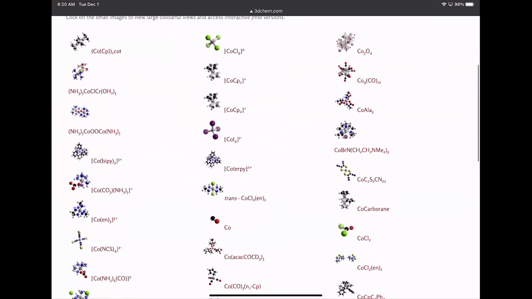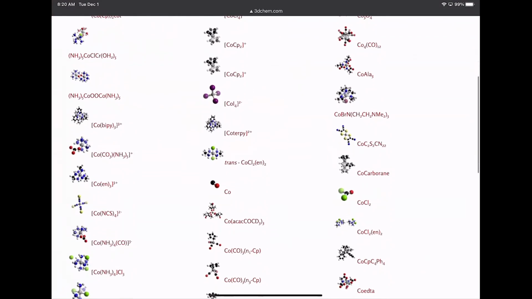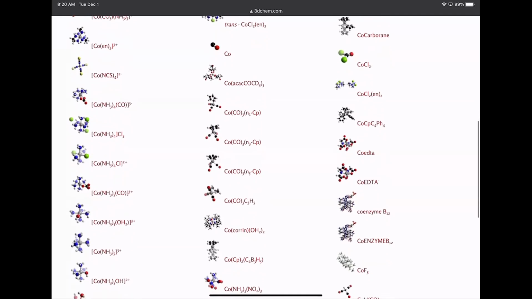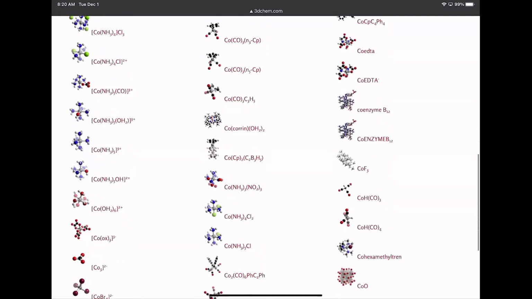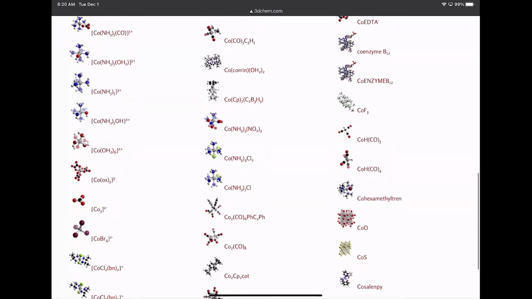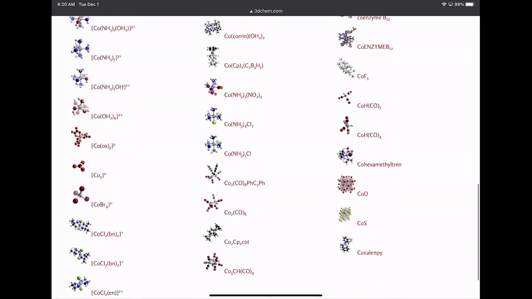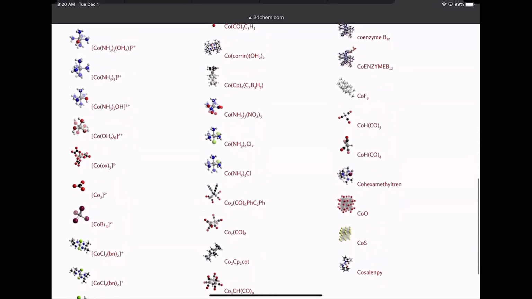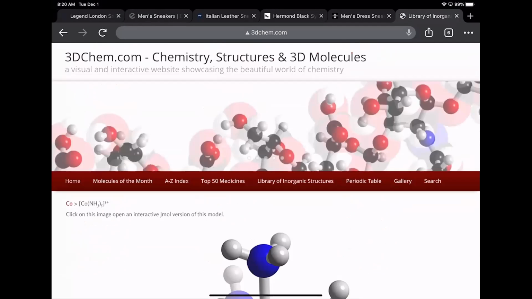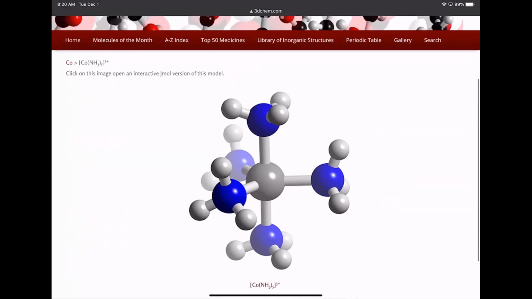CoCl4. Oh, that'll form an octahedral. Something with a coordination number of 5. We can take a look at this one. So it's not chlorine, but we can still take a look at something that is trigonal bipyramidal. Let's try looking somewhere like this. Yeah, so something like this here.